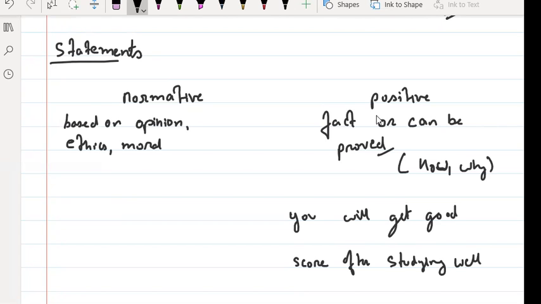If I change the statement and say the school should pass everyone, is it a positive statement or a normative statement? Then it becomes a normative statement because it is just my opinion. It does not prove anything. Okay, everyone, tell me yes or no.